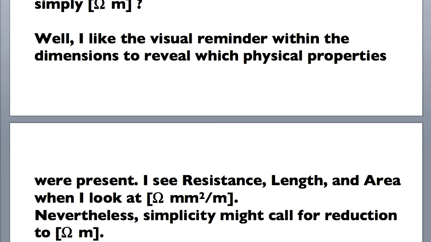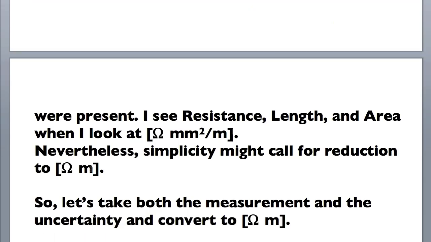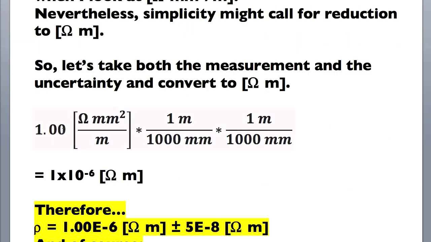Nevertheless, simplicity might call for reduction to ohm meters. So let's quickly take both the measurement and the uncertainty and convert to ohm meters. If we take 1.00 ohm millimeter squared per meter, we notice that in 1 meter we have 1,000 millimeters. But since we have millimeters squared, we have to do that conversion twice. Millimeters and millimeters cancel with the millimeter squared, and this meter in the denominator cancels with this meter here, so we're left with ohm meters. This number simply becomes 1 times 10 to the negative 6th ohm meters.